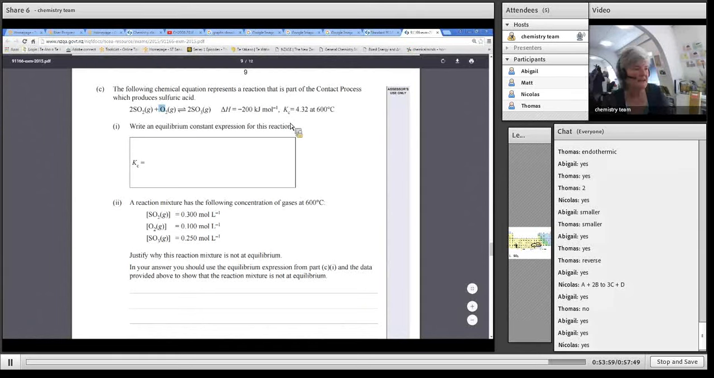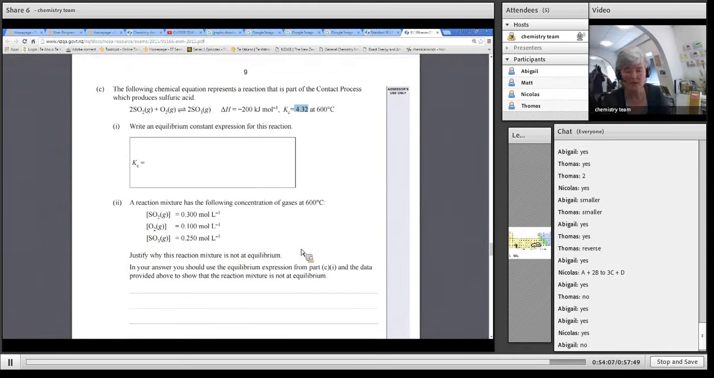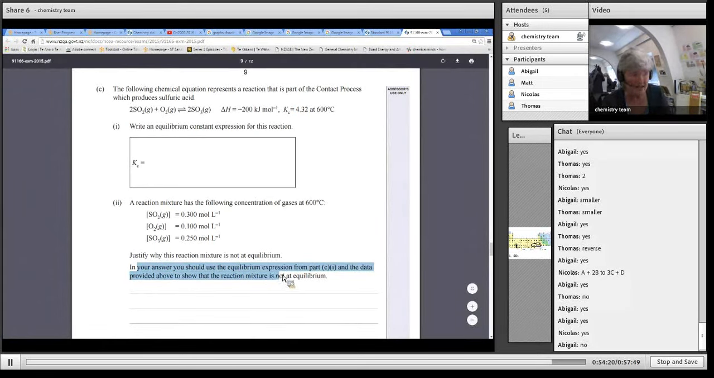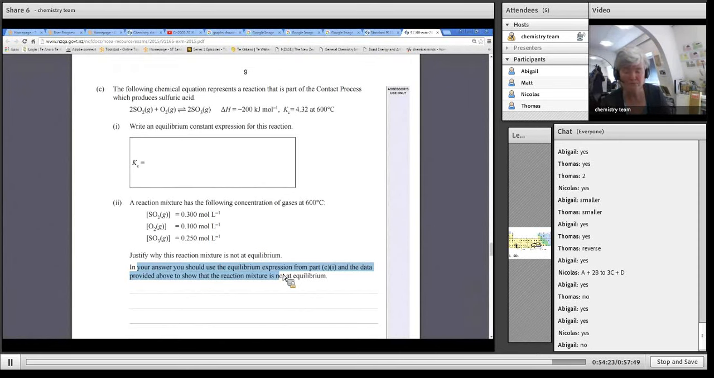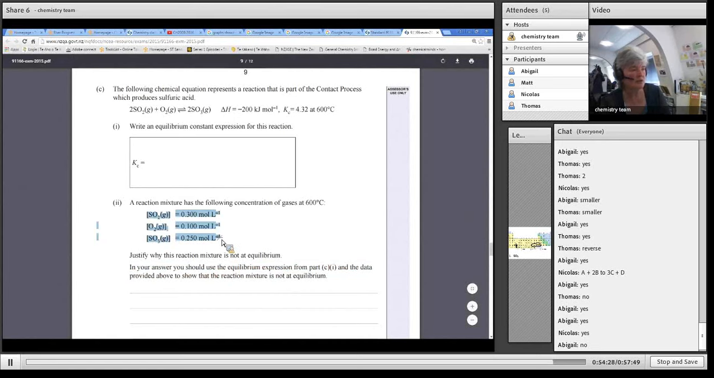Okay, Kc though, you are told, is 4.32. So, is it in equilibrium? No, you're correct, it's not. You're told it's not in equilibrium, and you have to justify why. The reason is your Kc values are not the same. You're told it's at 600 degrees, so you know you haven't changed the temperature. So you know with these concentrations, it has not reached equilibrium yet.